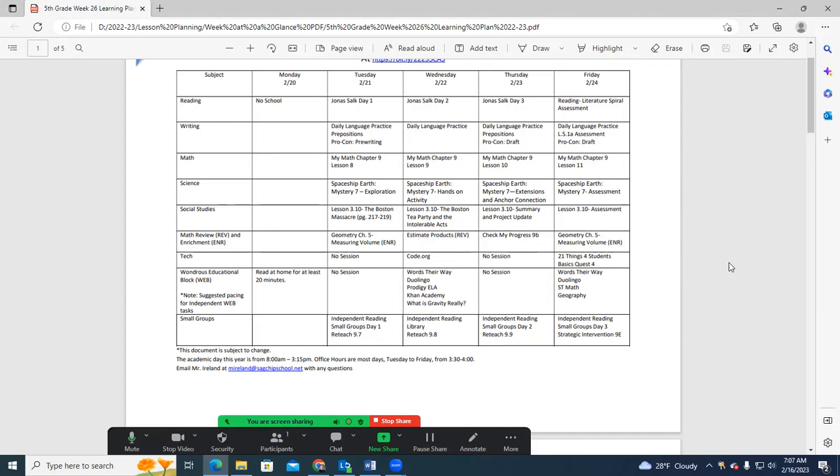Social studies, we're looking at the progress towards revolution. Math review and enrichment, still looking heavily at geometry. We'll be beginning here in the next week or two to do some spiraling on the other direction in the effort to give students a chance to get those 3s on their report card. Tech, we only have 2 sessions since there's no school on Monday. Wednesdays, web is rather maybe.